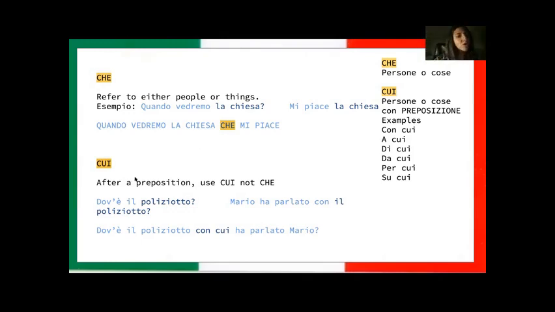Now, let's take a look at cui. Jay, could you please read for me the definition and the examples and translate them for me?